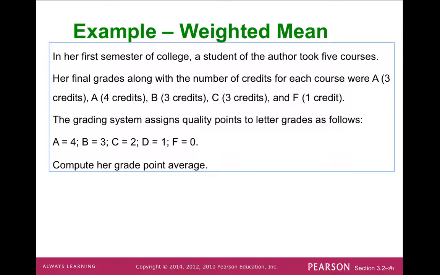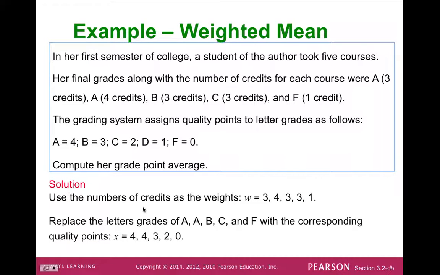In her first semester of college, a student of the author took 5 courses. Her final grades, along with the number of credits, were: she earned an A in a 3-credit course, an A in a 4-credit course, a B in a 3-credit course, a C in a 3-credit course, and an F in a 1-credit course. And the grading system is going to assign points to the letter grades. So an A is going to be worth 4 points, a B is going to be worth 3 points, a C is worth 2, a D is worth 1, and an F is worth 0. And we want to actually compute her grade point average based on these courses.